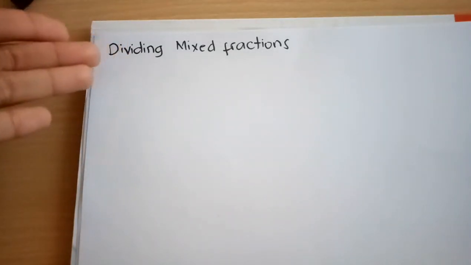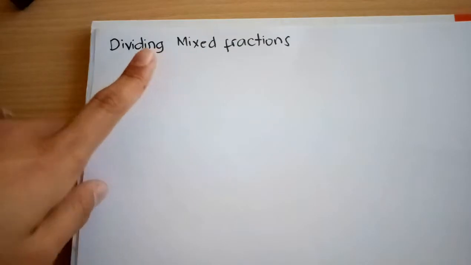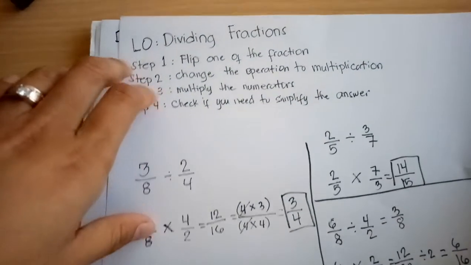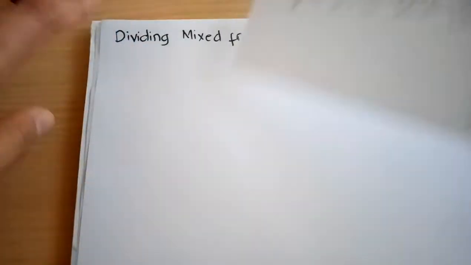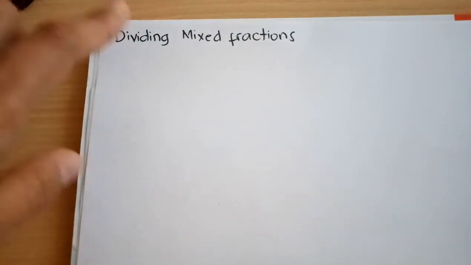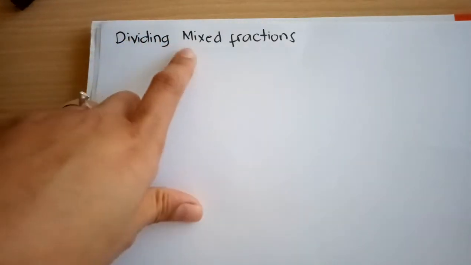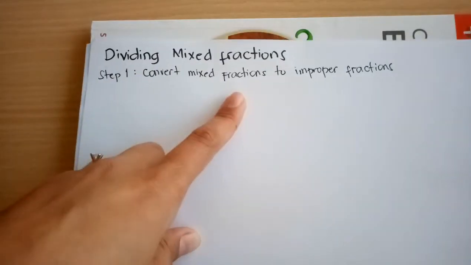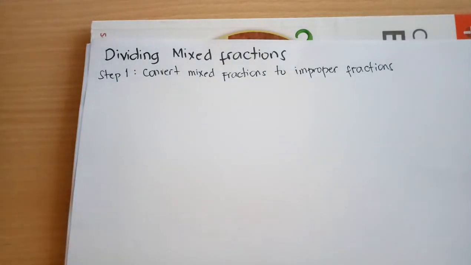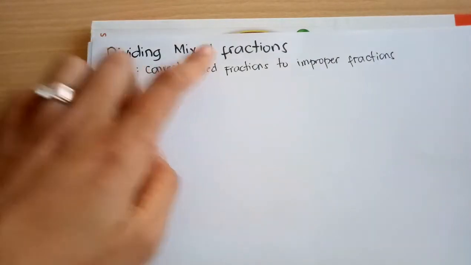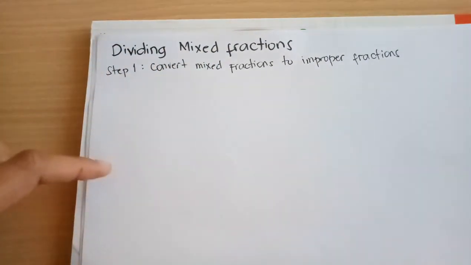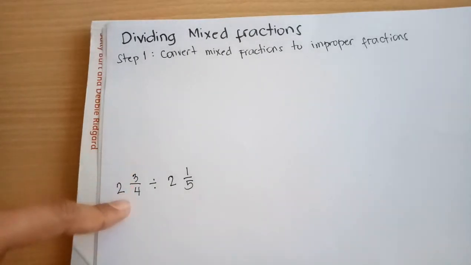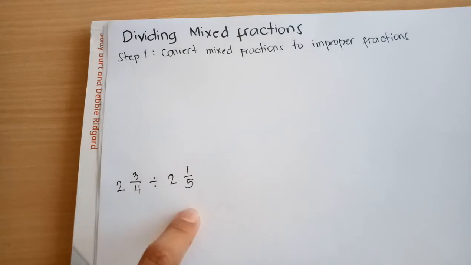Now this one we are going to learn how to divide mixed fractions. All right, so it's actually the same process, but we only have to remember that the first step when we deal with mixed fractions is to convert mixed fractions to improper fractions. So that's the first step every time when we're dealing with mixed fractions, okay? So I will write an example here. Example, we have the problem 2 3/4 divided by 2 1/5.